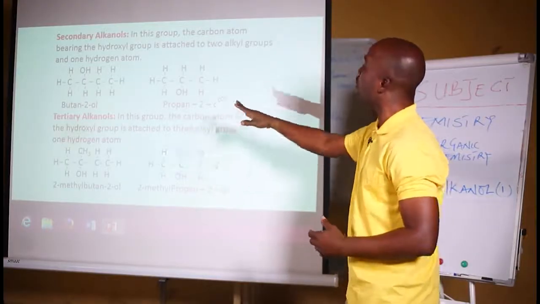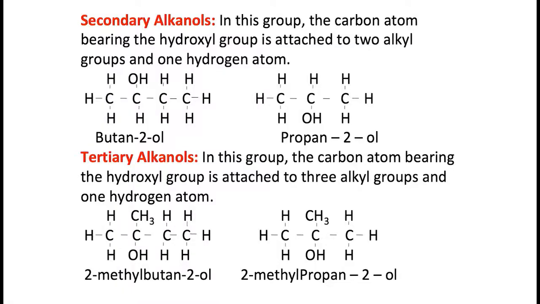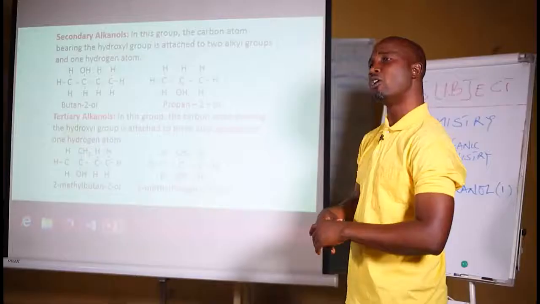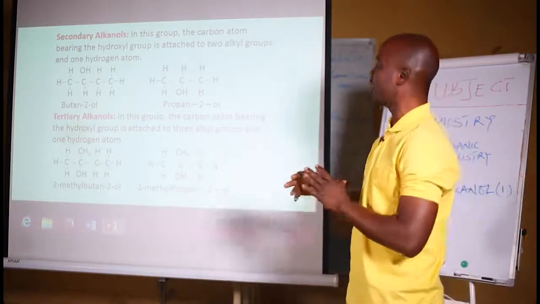Is bonded to 2 other alkyl groups, or in other words, is bonded to 2 other carbon atoms, or is bonded to 1 hydrogen atom, meaning that the carbon atom with the OH group is bonded to 1 hydrogen atom, or the carbon atom with the OH group is bonded to 2 alkyl groups, or the carbon atom with the OH group is bonded to 2 other carbon atoms. No matter how you understand it, you'll be able to understand what we mean by a secondary alkanol.